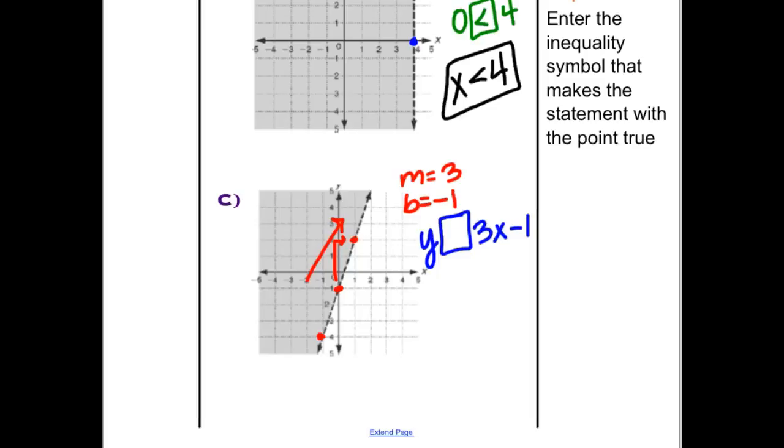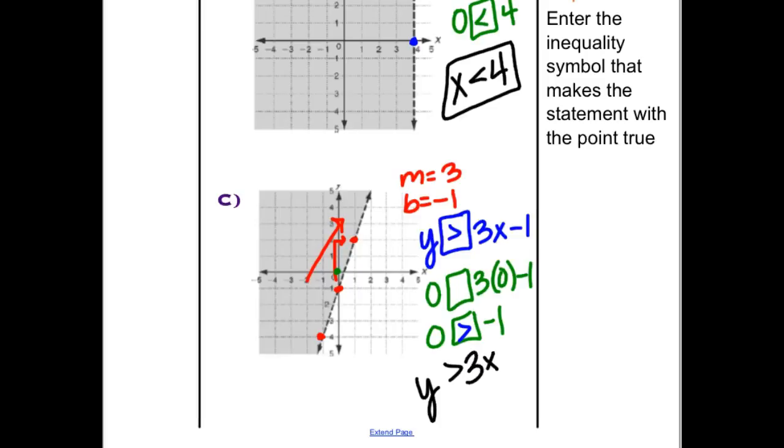0, 0 happens to be in my shaded region, so I'm going to use that. 0 compares to 3 times 0 minus 1. 3 times 0 is 0, minus 1 is -1. And I got 0 compared to -1. I know 0 is bigger than -1, and it's a dashed line, so it's strictly greater than, which leaves me with my final answer of y is greater than 3x minus 1.